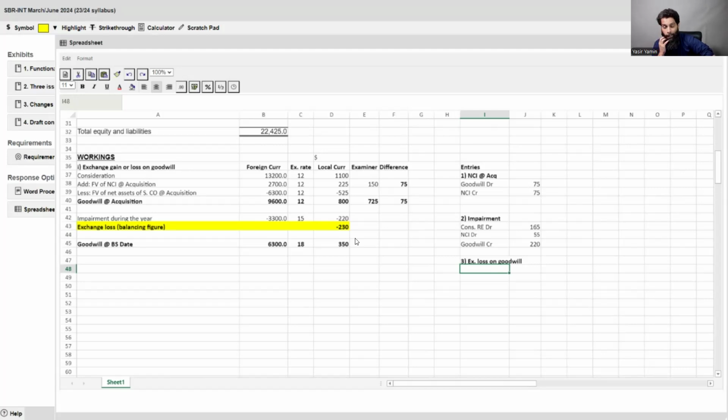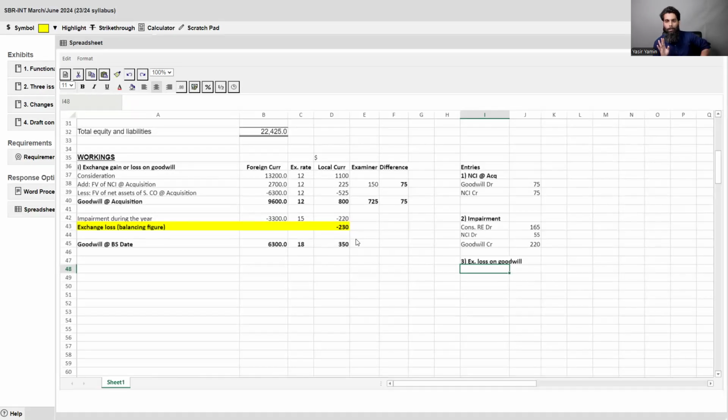What should be the accounting entry for this exchange loss that arises on goodwill? Do you remember what we studied about this in our lecture? Any exchange gain or loss arising is to be recognized in OCI, transferred to translation reserve and accumulated under translation reserve, and shared between parent company and NCI both. And if it was the case of the full goodwill method, the exchange loss arising on goodwill was also to be shared with NCI.